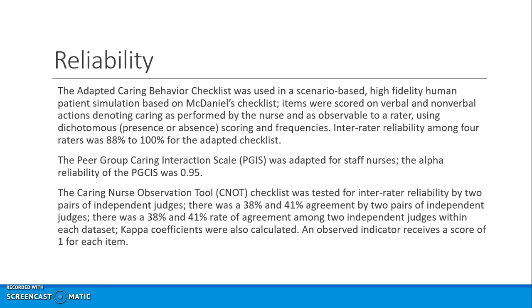Reliability, again, looking at the adapted caring behaviors checklist. Inter-rater reliability for that McDaniel's instrument was 88 to 100%, and in the peer group caring interaction scale, the alpha was 0.95. So that's another instrument to measure caring related to peer groups. For the caring nurse observation tool, inter-rater reliability was calculated by 2 independent pairs of judges, and you got 38 to 41 agreement. And then they also calculated kappa coefficients.